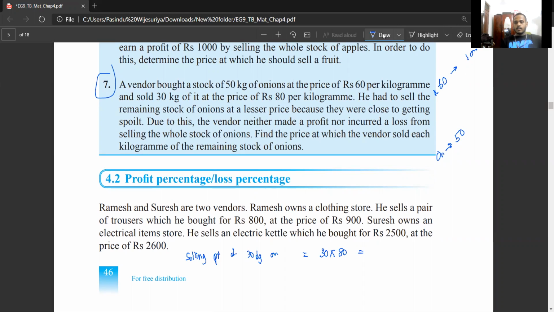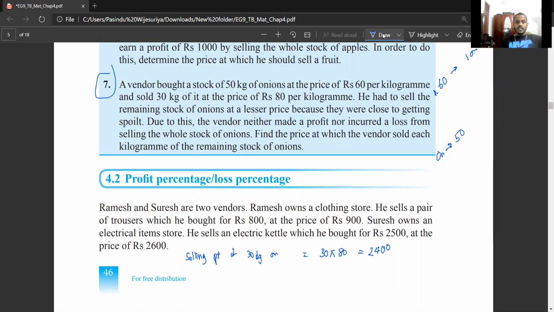Here the invoice 2,400. Then he sold the remaining stock of onions at a lesser price because they were close to getting spoiled. Due to this, the vendor neither made a profit nor incurred a loss from selling the whole stock of onions. Find the price at which the vendor sold it. Okay, this is a very good question.